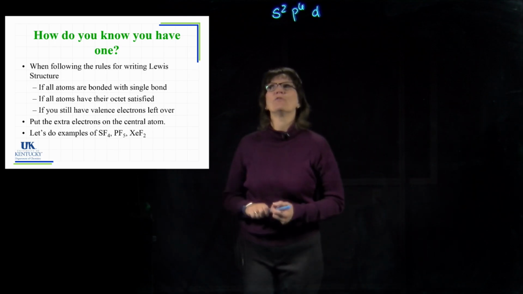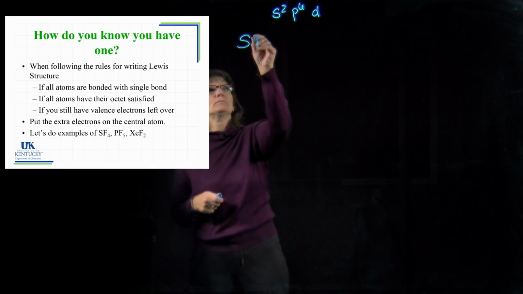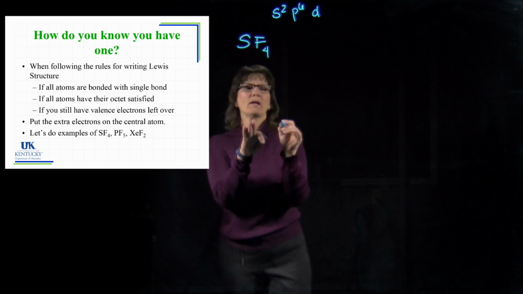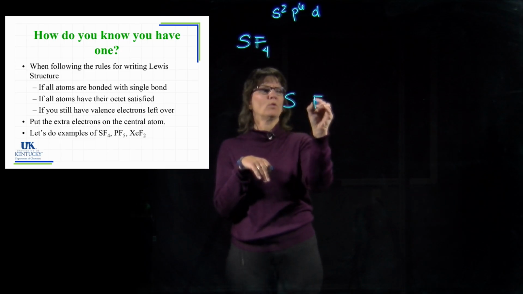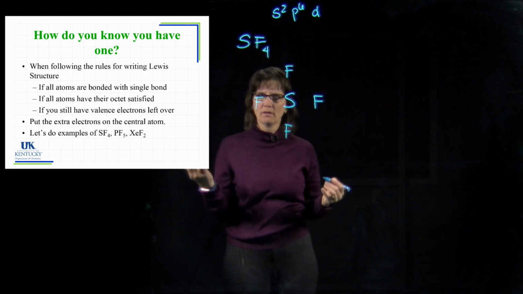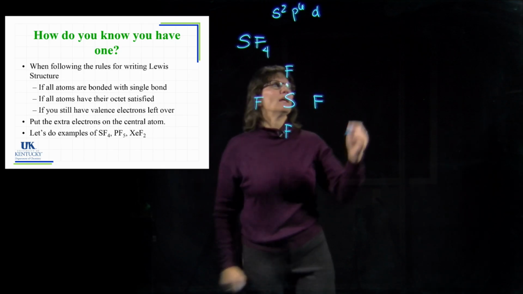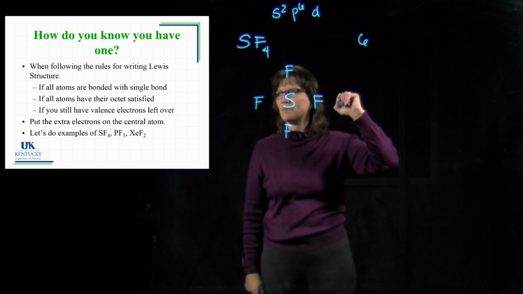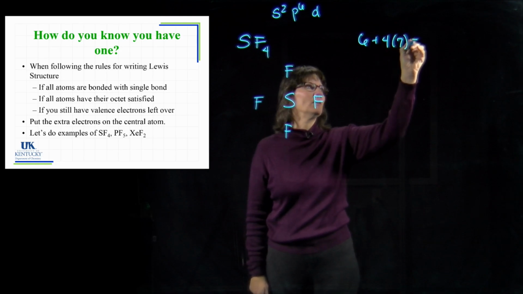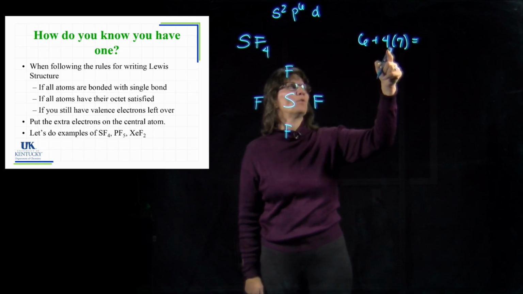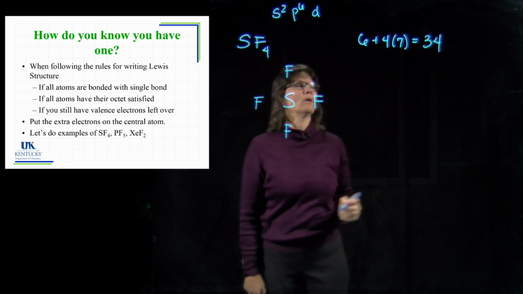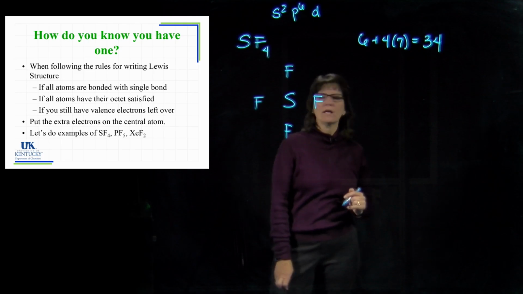Let's start with SF4. So we go and we think about connectivity. We have sulfur in the middle and the fluorines around. There's nothing about it yet that makes me think that it's going to have an expanded octet. I go and count valence electrons. I have 6 off the periodic table for the sulfur. I have 4 fluorines, and each fluorine has 7. So I have 7 times 4 is 28, plus those 6 is 34 to work with. Okay, so I have 34 electrons to work with.